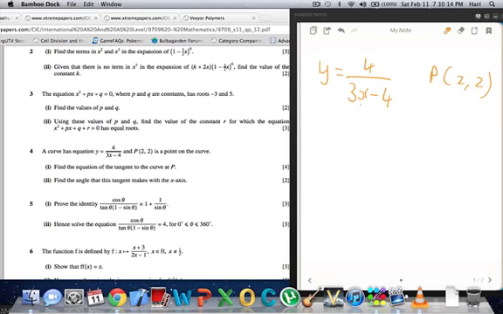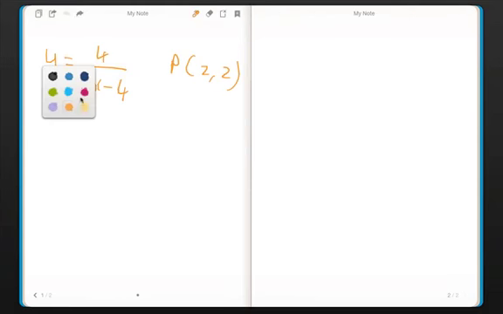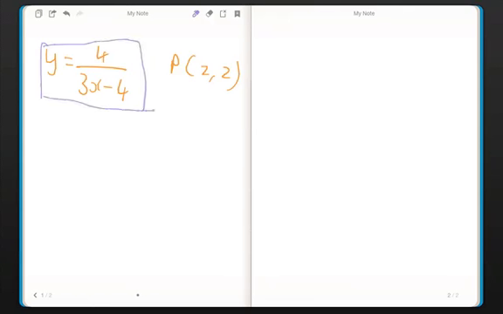Now, if we do not recognize this, it's a question in differentiation. So I'll use another color. Use purple. So we have to differentiate this equation over here and arrive at our answer. So first, let's do the differentiation.